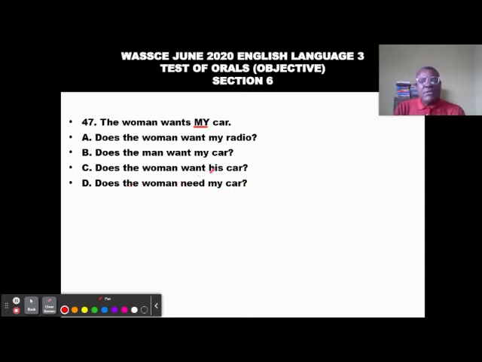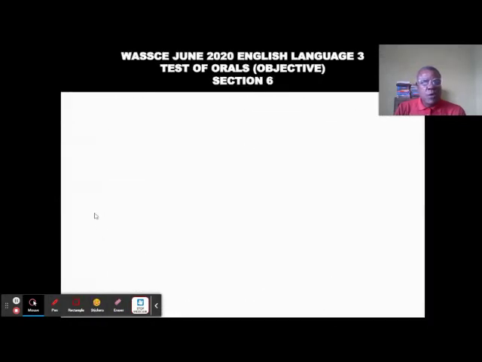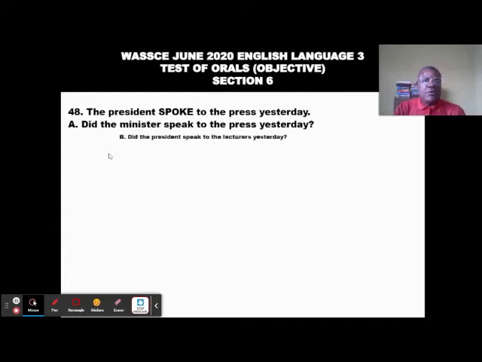The correct option is C, because his contrasts with my. And so the question is, does the woman want his car? The answer is no. The woman does not want his car. The woman wants my car. You see, so that is what emphatic stress does. Just pick the word that bears the emphatic stress, and that will help you to choose the contrasting word.